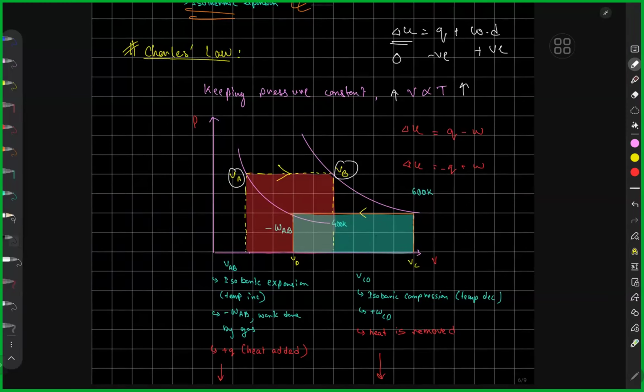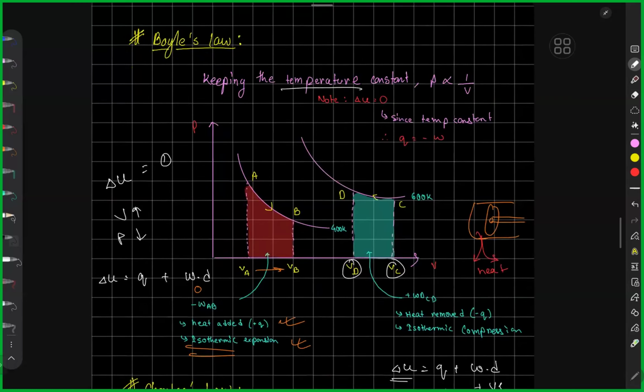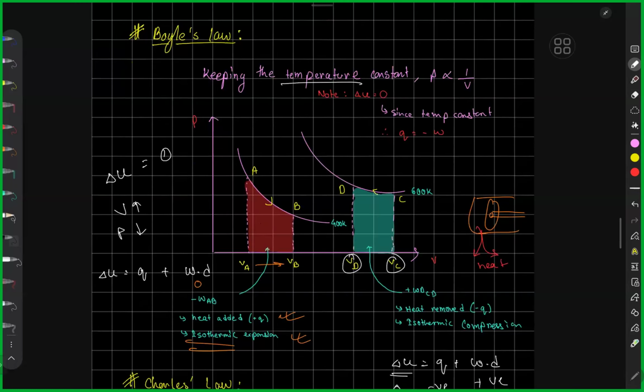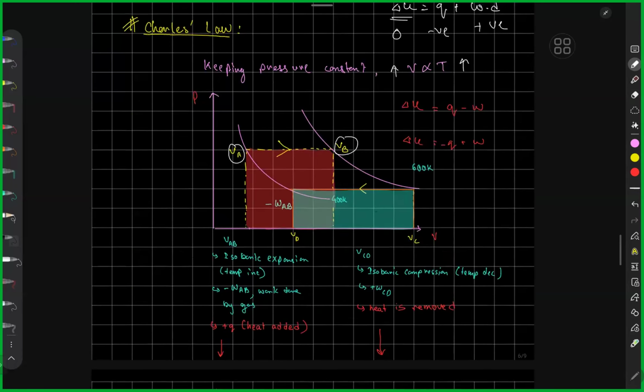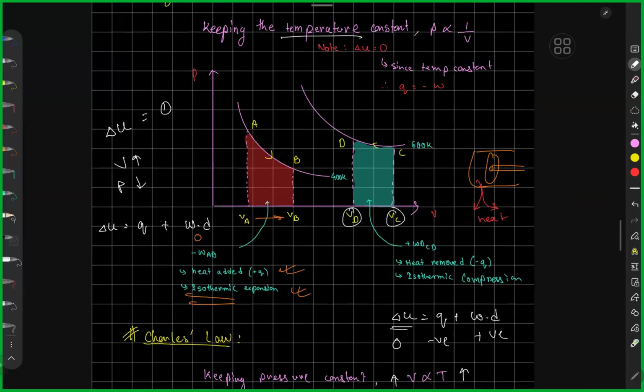I'm not really understanding this. The heat added, heat removed part. Is that a different scenario? Which one, are you talking about the Boyle's law one or the new one, Charles' law? Like in both, what's it trying to say? What do we mean by this?